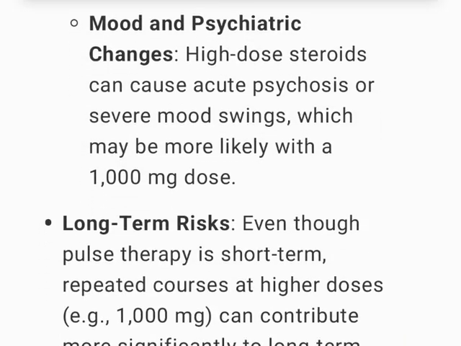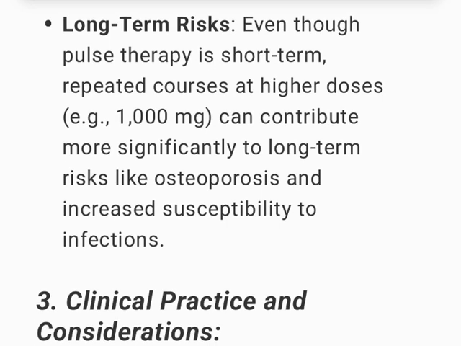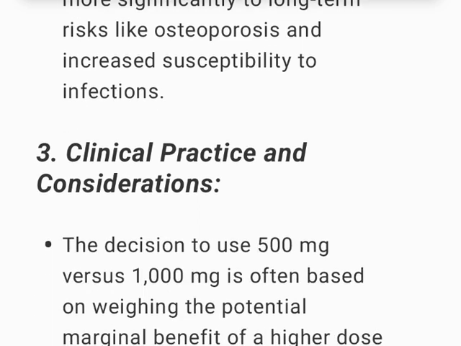Mood and psychiatric changes. High-dose steroids can cause acute psychosis or severe mood swings, which may be more likely with a 1,000 milligrams dose. Long-term risks. Even though pulse therapy is short-term, repeated courses at higher doses, e.g., 1,000 milligrams, can contribute more significantly to long-term risks like osteoporosis and increased susceptibility to infections.